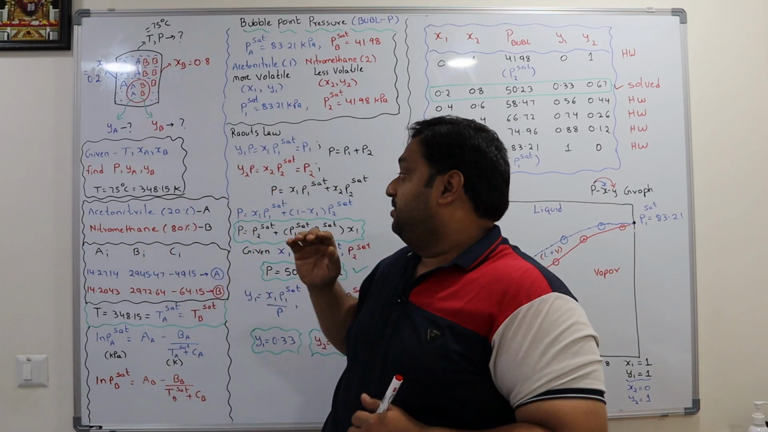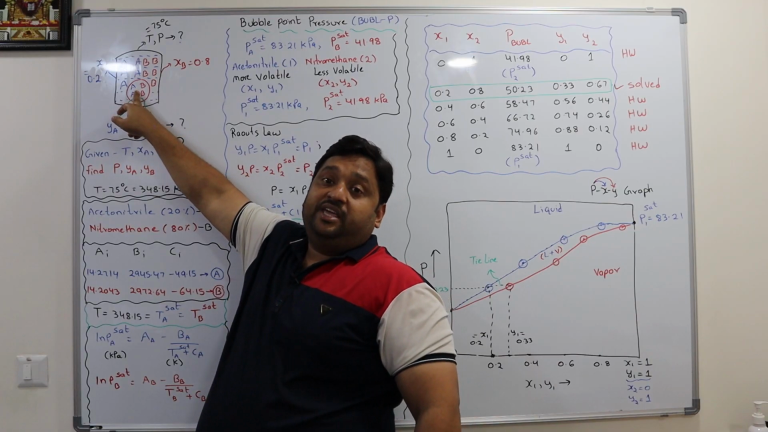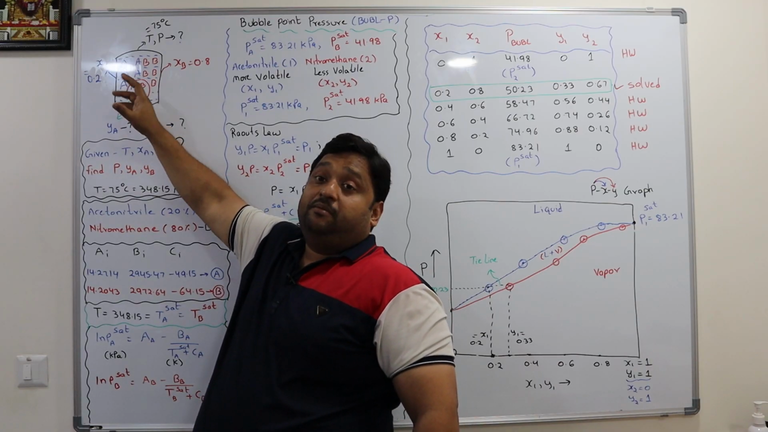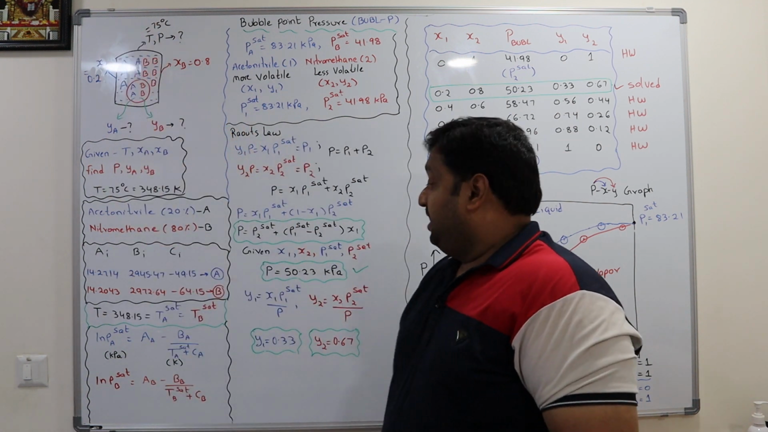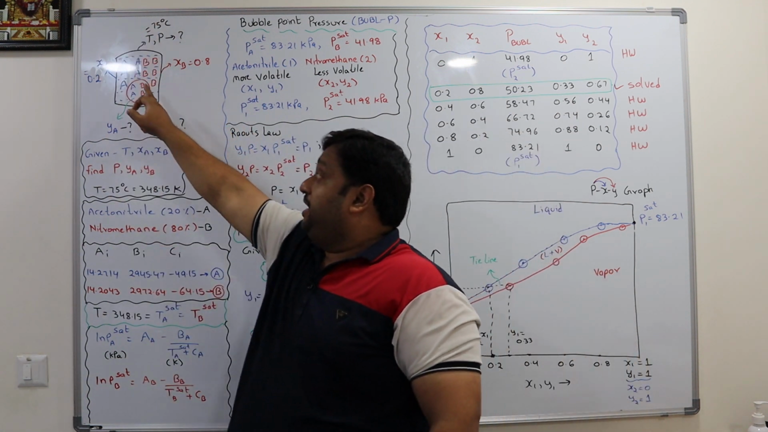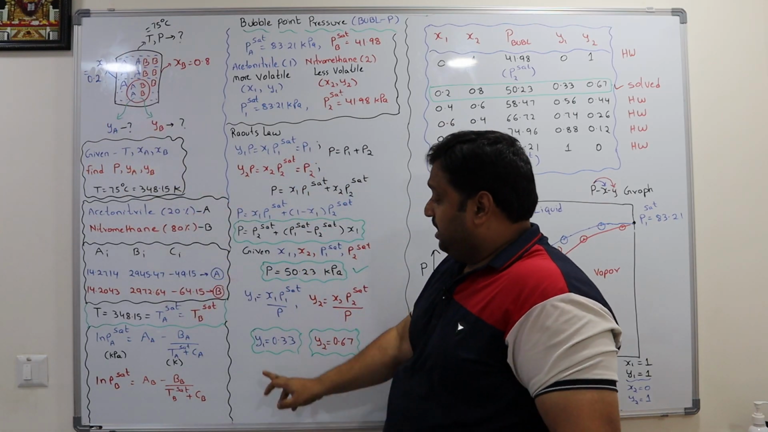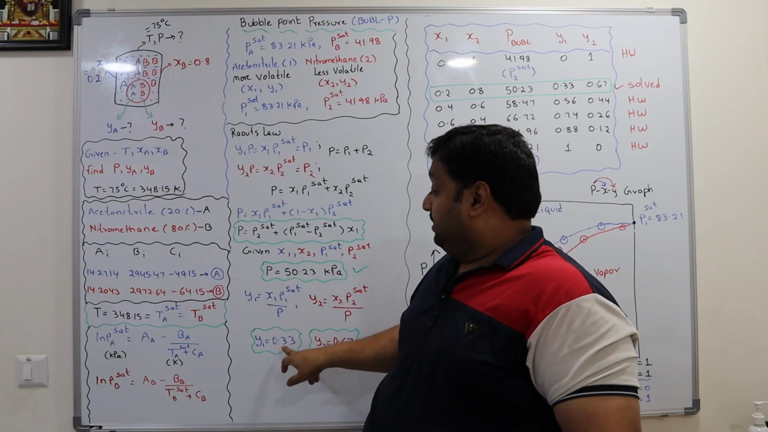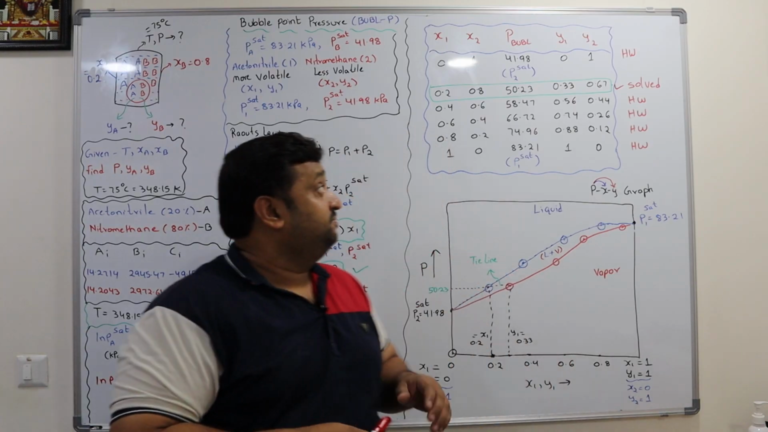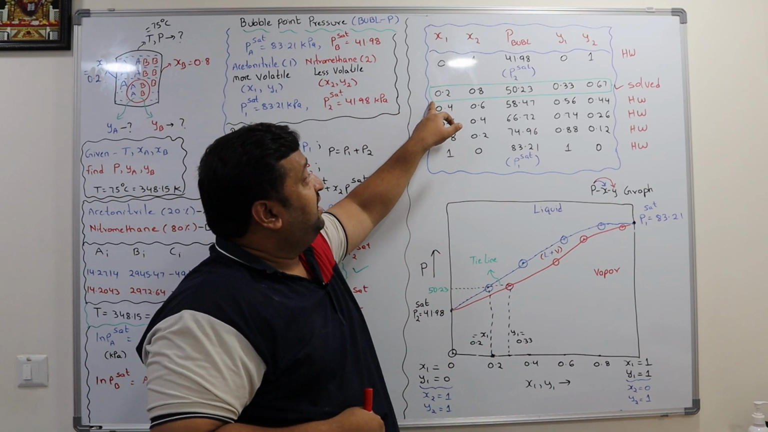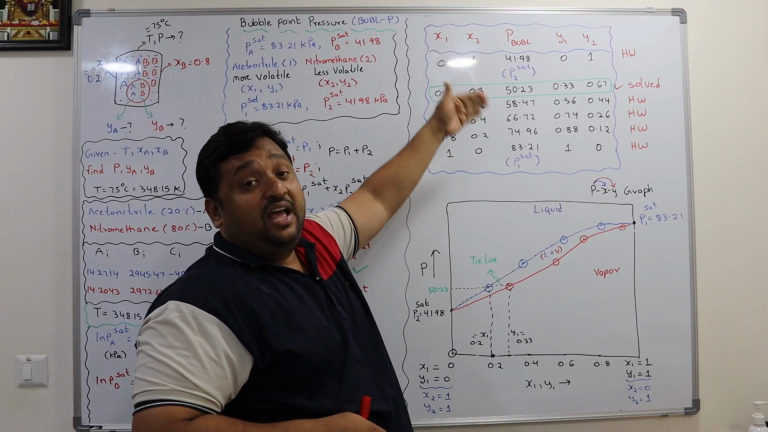Okay, so what I mean to say is, what are the temperature and pressure for the bubble point? If you keep the temperature at 75 degrees centigrade and pressure of 50.23 in this container, then the bubble starts forming. If the bubble starts forming, then in the vapor there is 33% acetonitrile and 67% nitromethane. So you can see I have done the calculation for this. Simply you can do the calculations for the other compositions.